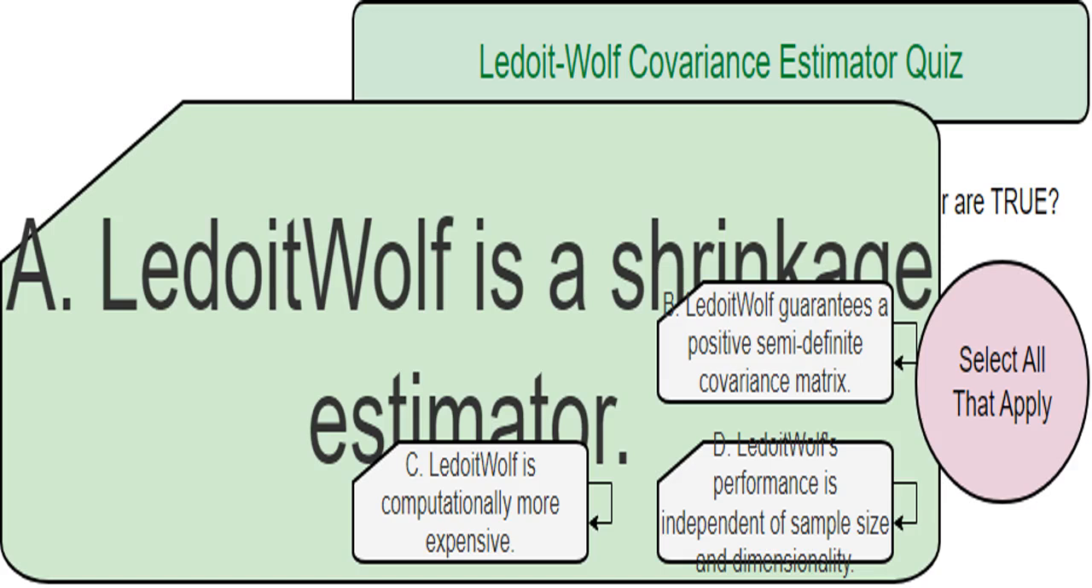The LedoitWolf estimator is a shrinkage estimator. That means it doesn't just use the raw data to make its estimate, but it combines that raw data with a simpler, more stable estimate. It's like taking a weighted average to get a more reliable answer. Imagine averaging your raw exam scores with the class average. That way you get a smoother score.